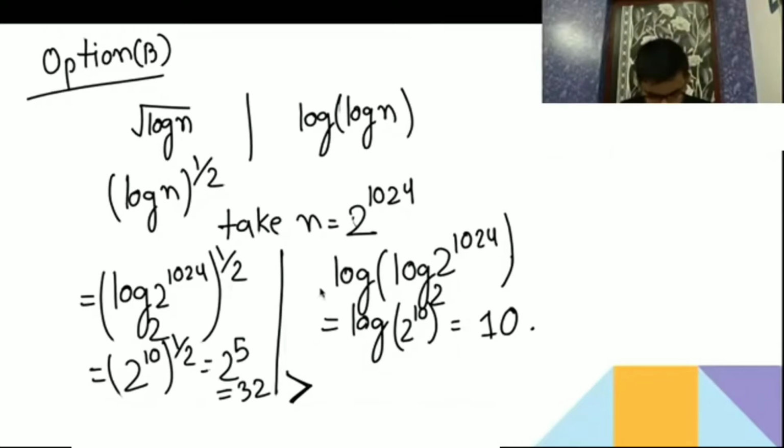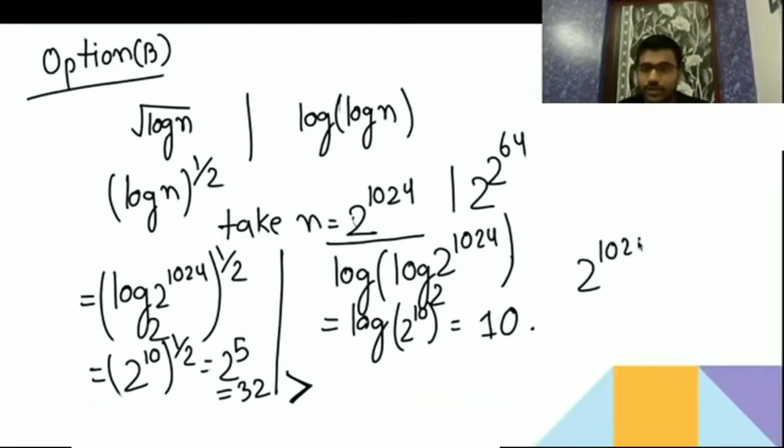Sir, are you taking a random value of n? No, we always take some bigger value for n. This kind of thing I have taught in the previous lecture. Whenever you want to compare any two functions, you have to take a bigger value of n. So I always take n equal to 2 to the power 1024, or I take n equal to 2 to the power 64. I take a bigger one. It's like 2 to the power 1024 is 2 to the power 2 to the power 10. Sometimes I take 2 to the power 2 to the power 64. Always take a bigger number and try to find.